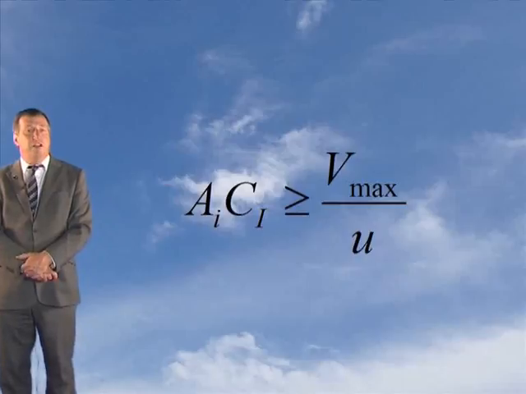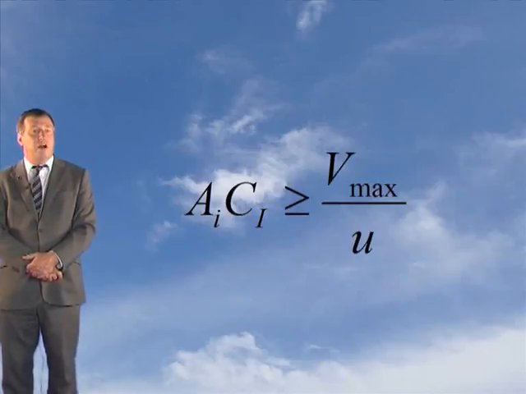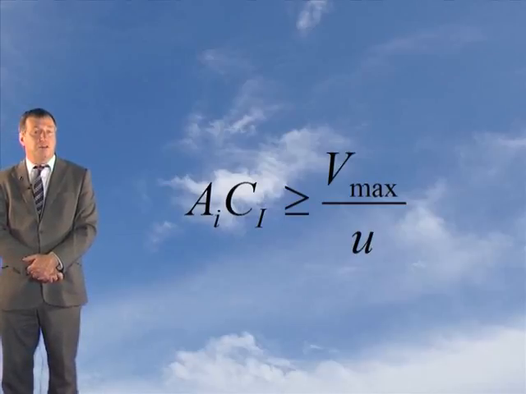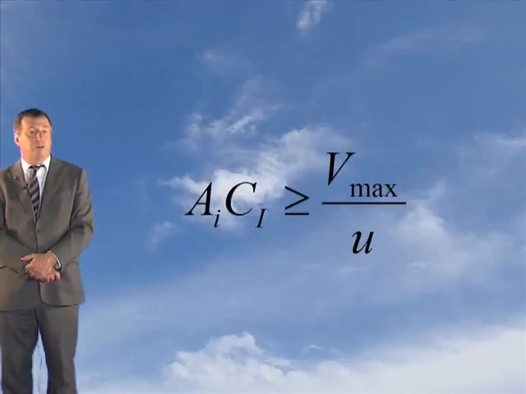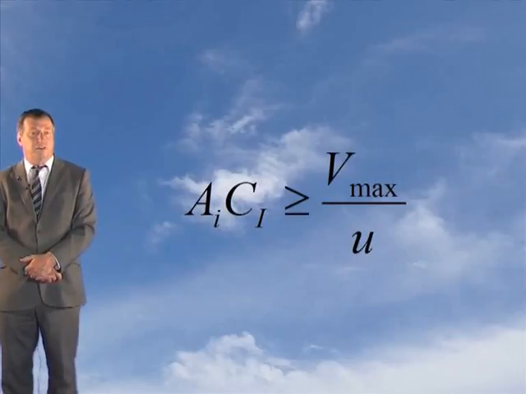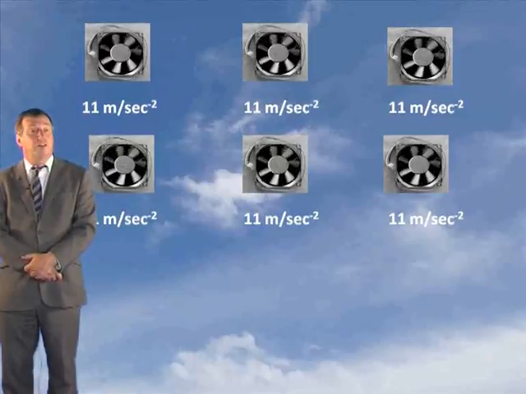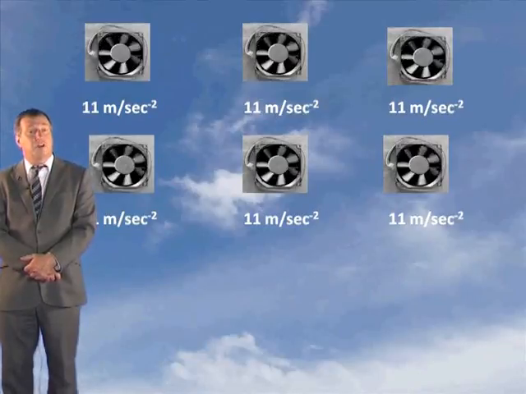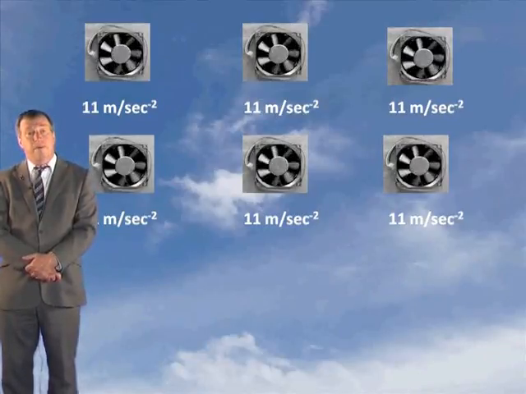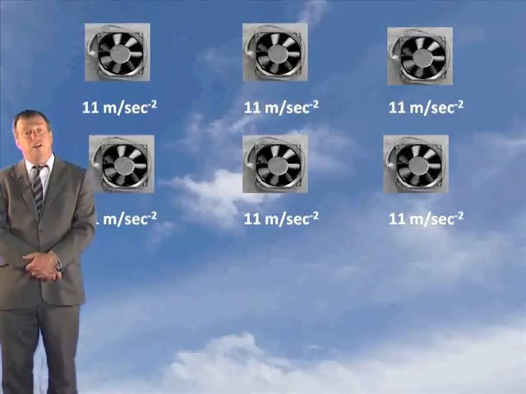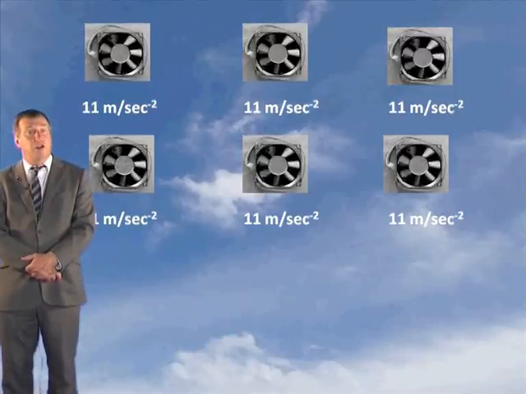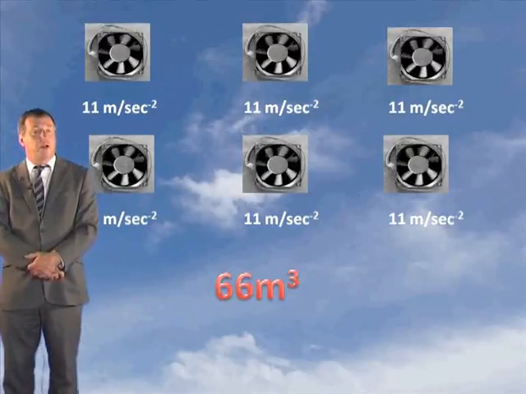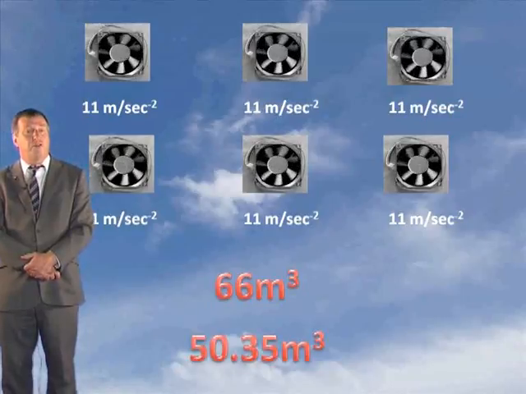The expression shown here is an inequality, and that is to say that AI is not set as being equal to the value of the right-hand side of the equation, but it is set as having to be greater than or equal to that value. It has to be at least that size. In our example from earlier steps in this course, we had a situation where we had 6 fans, each with a capacity of 11 cubic meters per second, and so the maximum extraction rate that we could expect in such a building at any one time is 66 cubic meters per second. If you remember that example, the required volumetric extraction rate was 50.35 cubic meters per second.